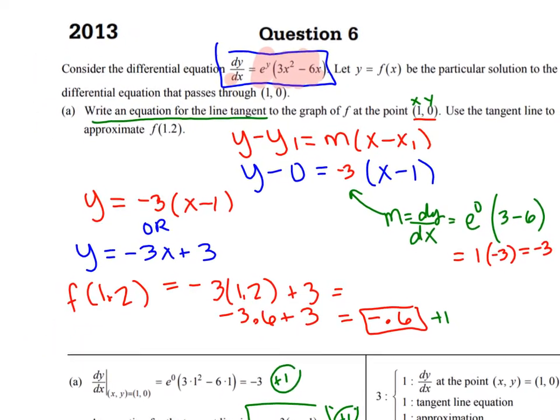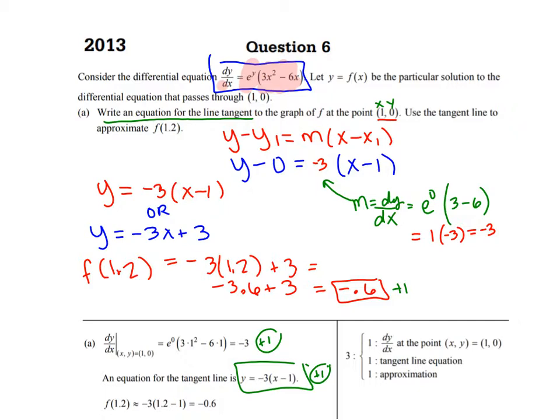Let's see. Well, I didn't even read the question. What does the question say? Consider this equation. Let y equal... passes through (1, 0). Let y be a particular solution to the differential equation. Write an equation for the line tangent to the equation at that point. Use the tangent line to approximate.